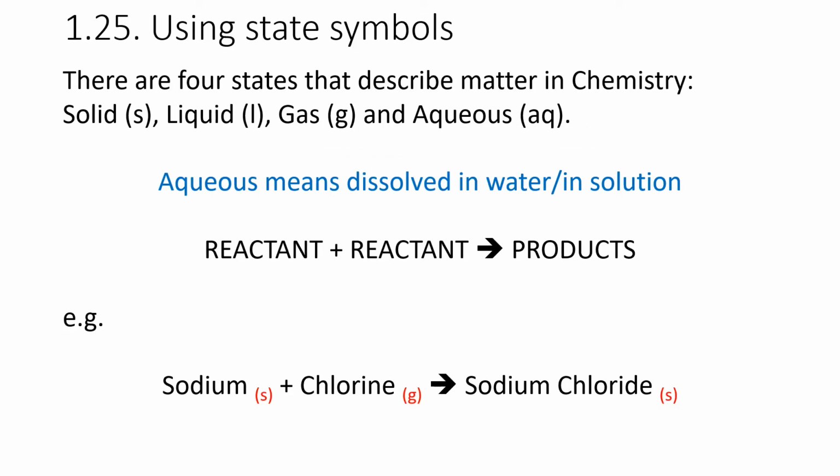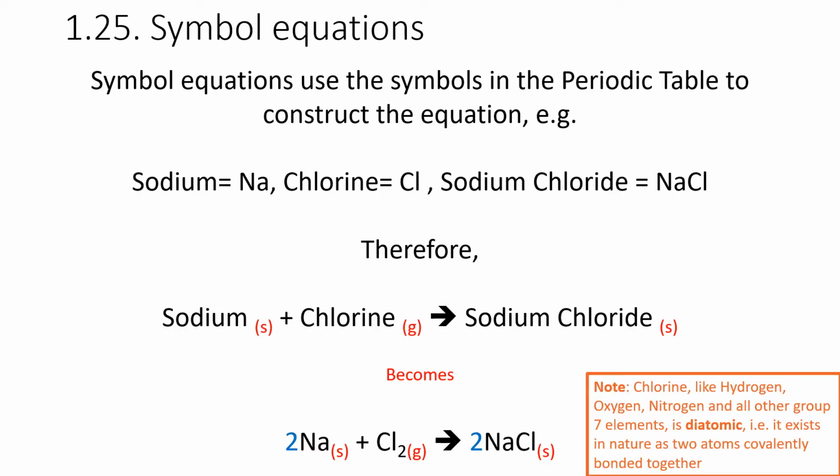Okay, now to add to our equations, we might add some state symbols. So there are four of these that we could use. We have S for solid, L for liquid, G for gas, and AQ for aqueous. Now aqueous just means that it's dissolved in water, i.e. it's in a solution. So to our example below, we have sodium reacting with chlorine to produce sodium chloride. Now we put the S to indicate that sodium is a solid, G to indicate that chlorine is a gas, and S to indicate that the sodium chloride is also a solid.